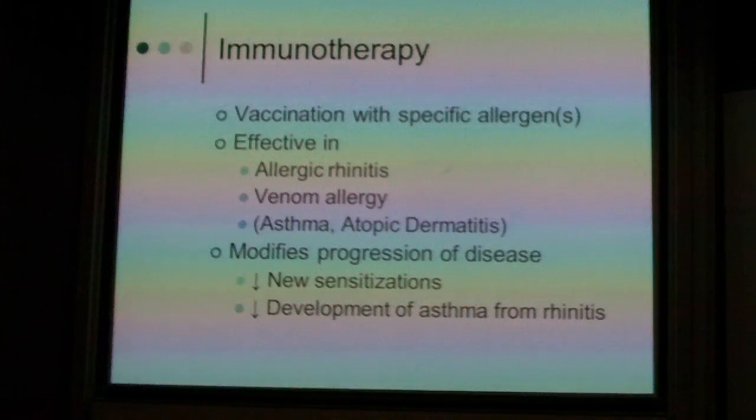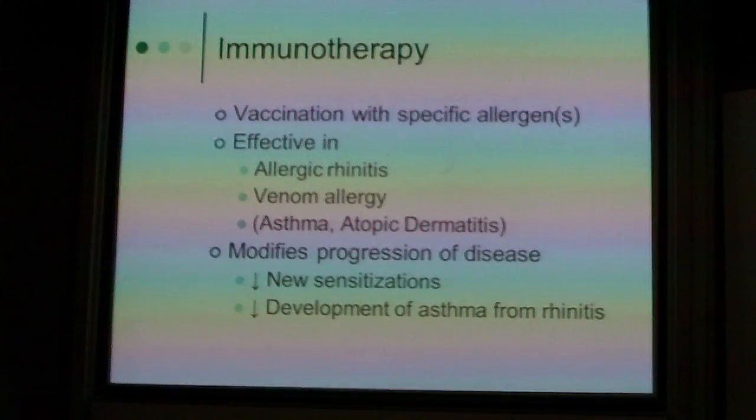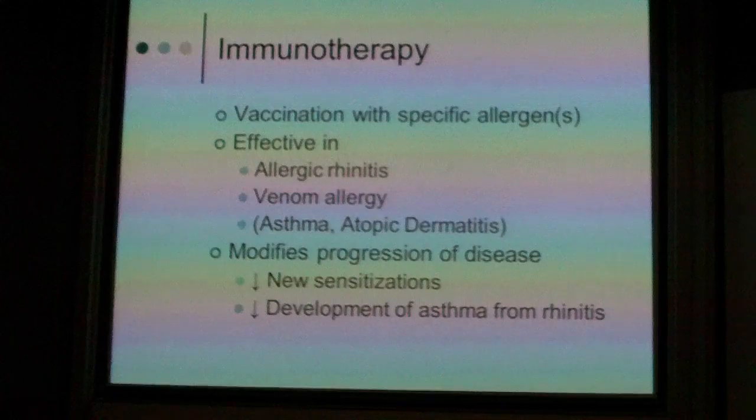So immunotherapy, you can do vaccination with specific allergens. If you do that, it is effective in allergic rhinitis. So persons with hay fever frequently go to a kind of treatment in which they get vaccinated for their allergen. For venom allergy, you can imagine venom allergy is the poison of a snake. So if you vaccinate and you have antibodies against the venom, then it's very easy that you are not developing the symptoms of the venom. In asthma and atopic dermatitis, it has been applied, so you can do it there.